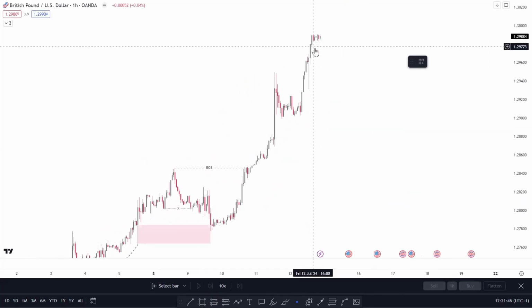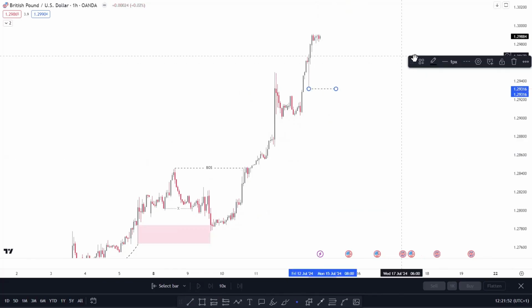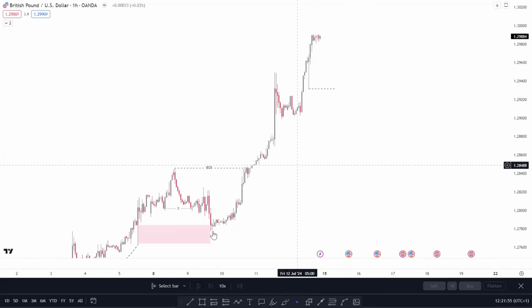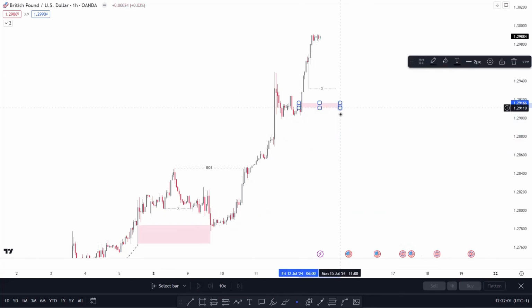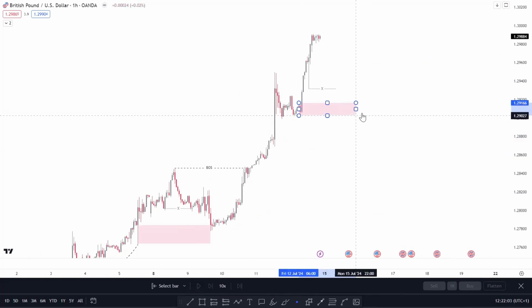Okay, so now we have this new structure here. So we have to wait for the market to take out this inducement, which is here. This is our valid inducement, and our decisional order block is down here. This one is my decisional order block, a clean and unmitigated decisional order block.